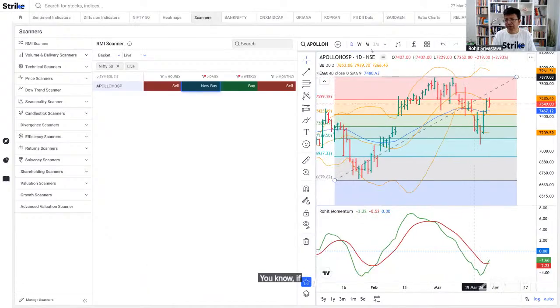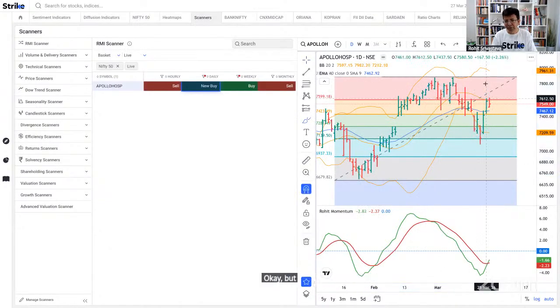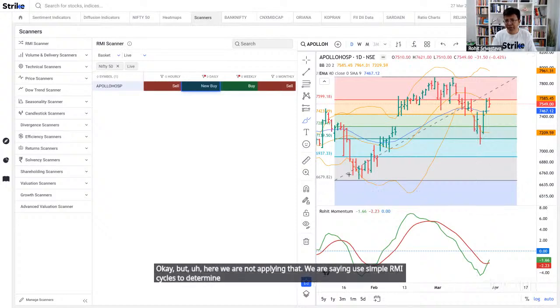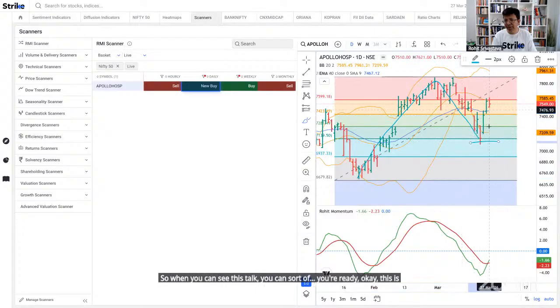You know, if we were wave theorists, what would we say? We would say wave 1 and 2. You'd say 1, 2, 3 is about to start. Okay, but here we are not applying that. We are saying use simple RMI cycles to determine the same thing. So when you can see this stock, you're ready. This is 61%. It's giving me a buy signal.